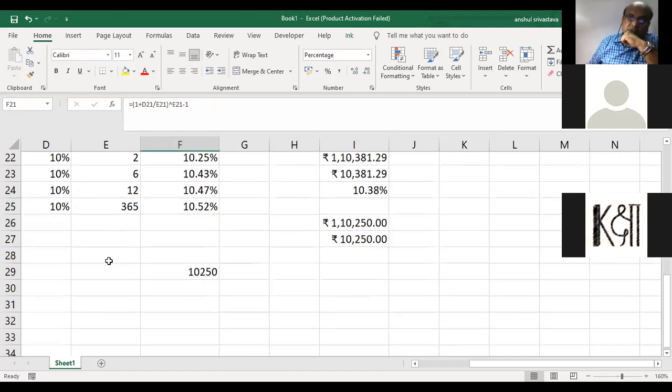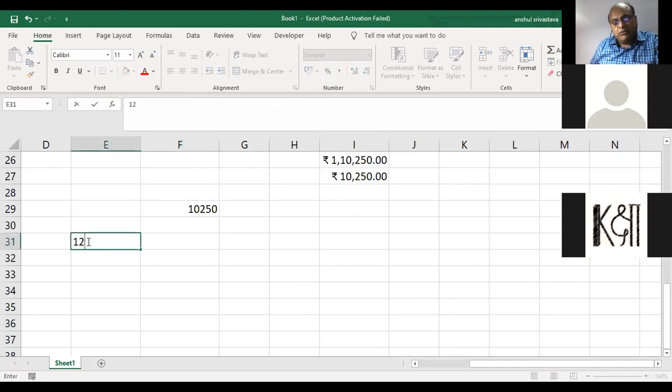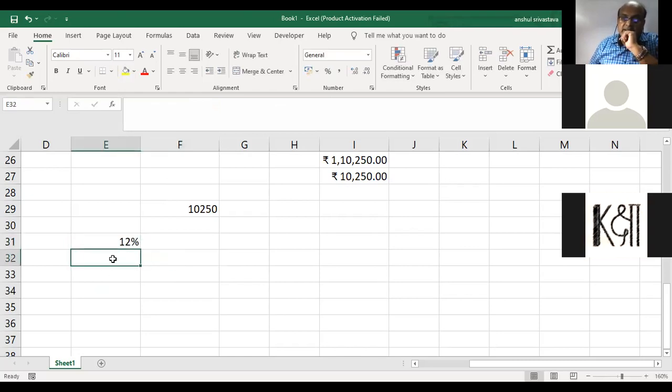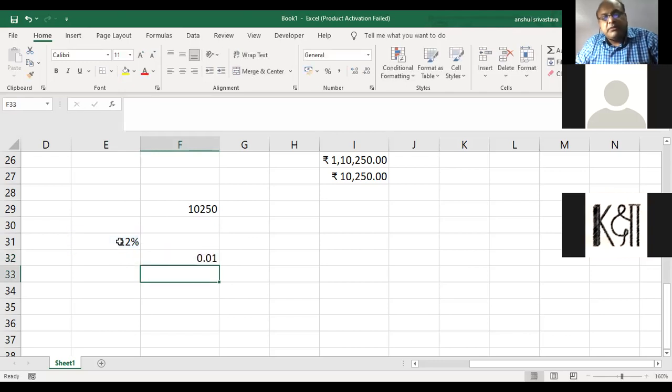Now let's assume a situation that you are investing in a mutual fund and you feel the return will come at 12%. If you are investing in a mutual fund or maybe the share market and expecting a return of 12% per annum, then 12% per annum corresponds to 1% per month, no?